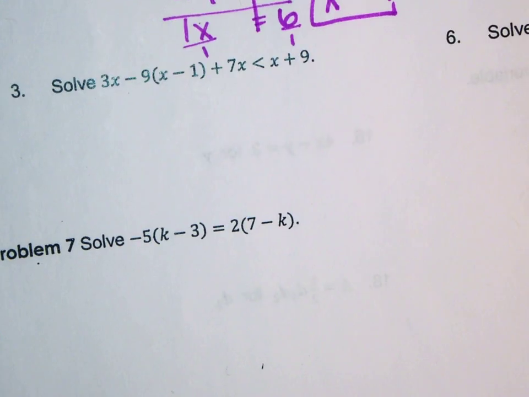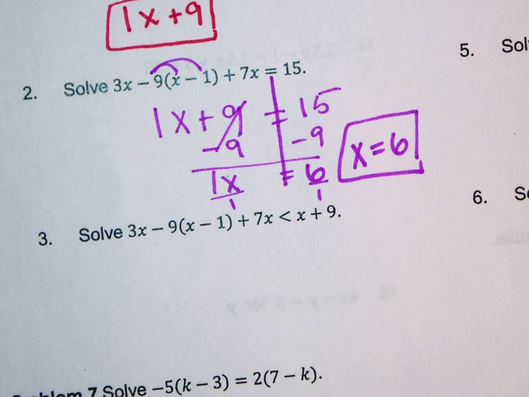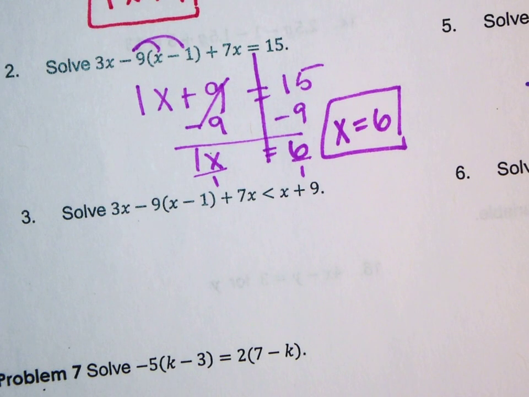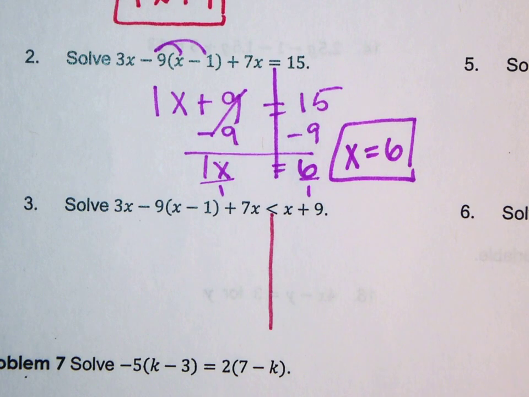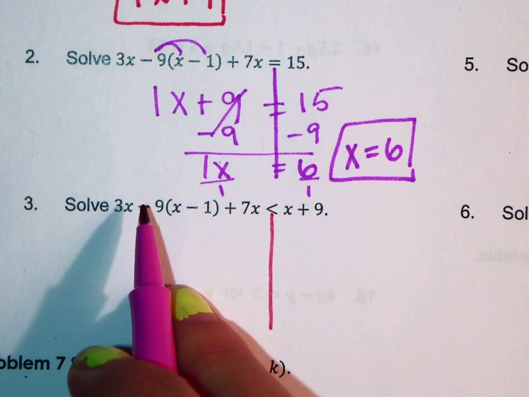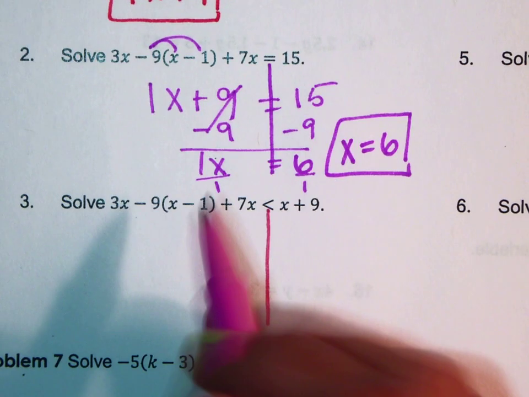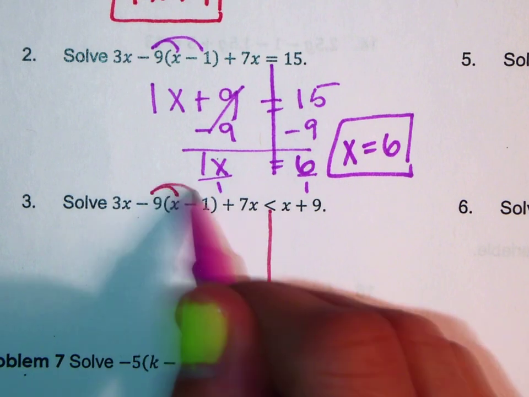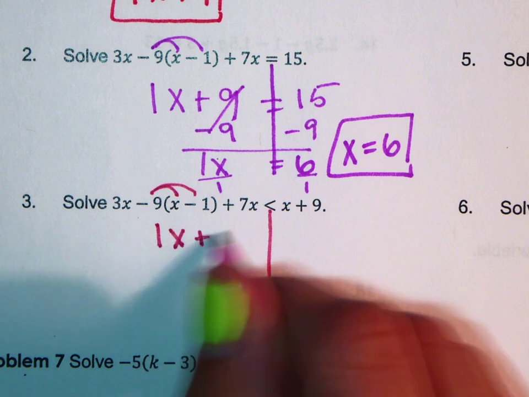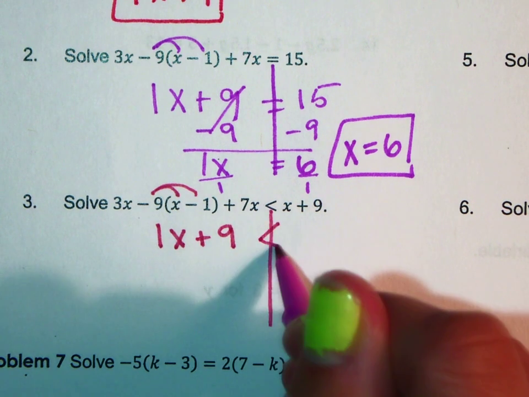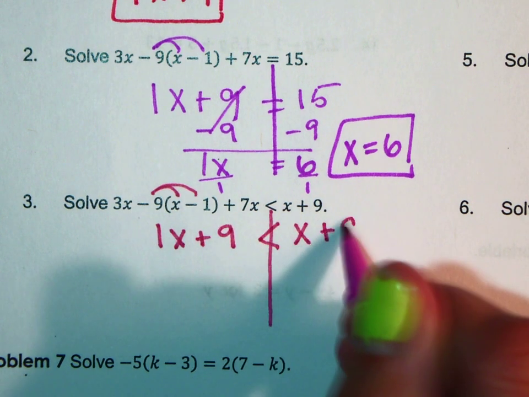Okay, so let's look at inequalities now. All right, when you are solving inequalities, once again, we're going to draw our line where the inequality sign is. To start it off, it's the same thing. So if you look at the left side, same thing as numbers 1 and 2. You distribute, you combine, and we are going to get 1x plus 9. And I got the less than sign. I'm going to drop down the x plus 9.